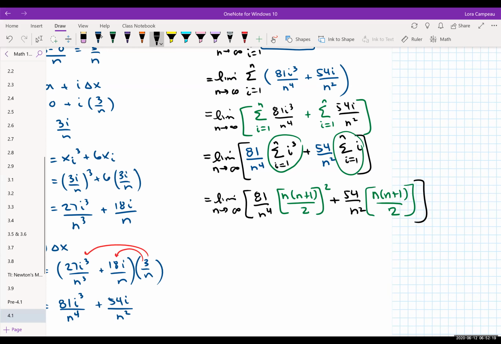Now seeing that, it's to your benefit to clean it up before we even try taking the limit. So if you want to take a couple more steps, what do I have? I still have 81 over n to the 4th. Sometimes this first part, n times n plus 1 over 2 squared, can trip you up. So you might be interested in taking it a little slower. That's n squared, n plus 1 squared, and then on the denominator, 2 squared is 4. If that helps you, I definitely would use it.